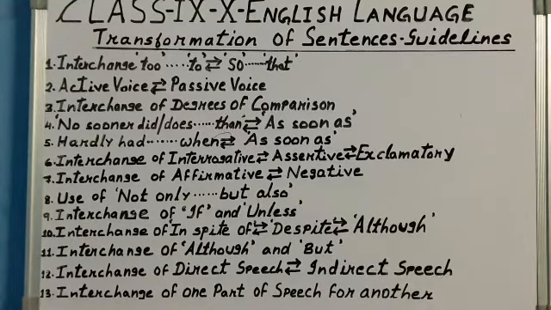Then comes the interchange of "although" and "but". Now here, suppose an example. He was poor but he was honest. And you have to begin with although. Although he was poor, he was honest.